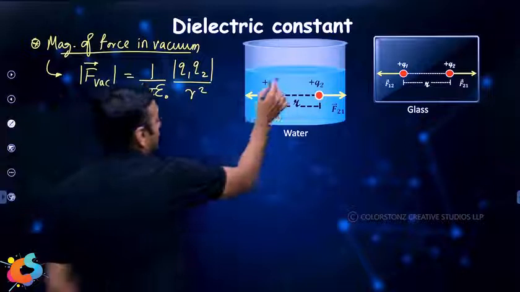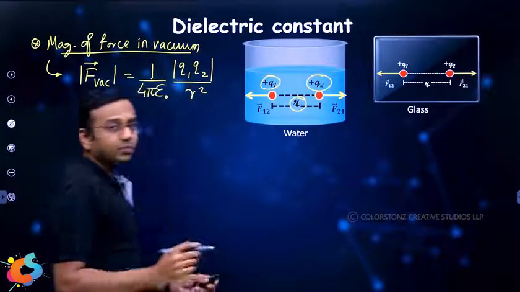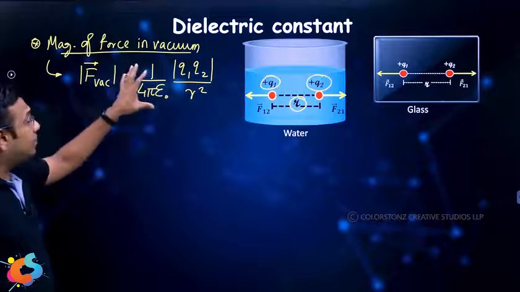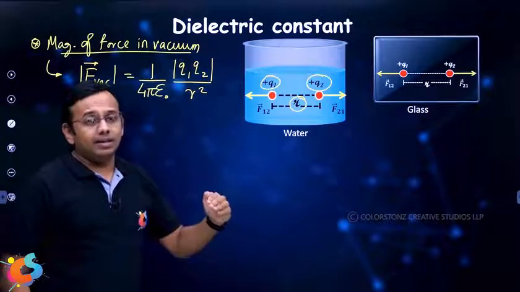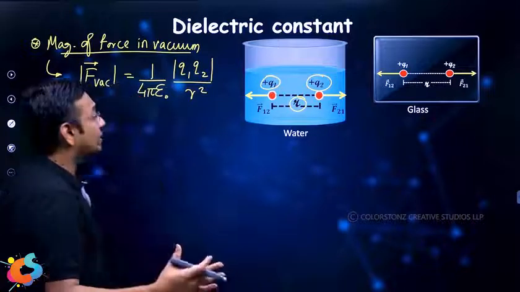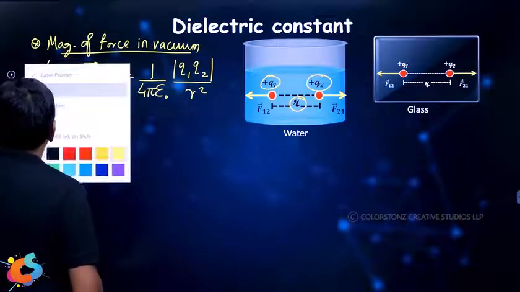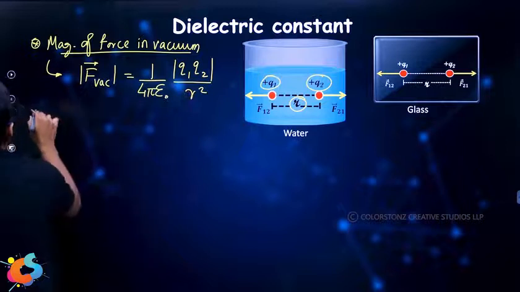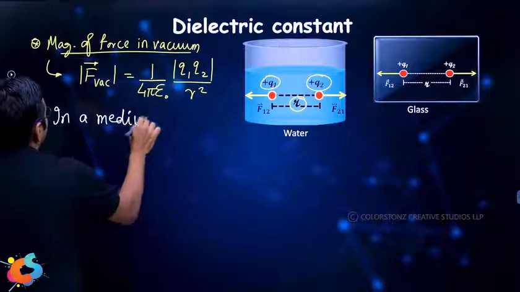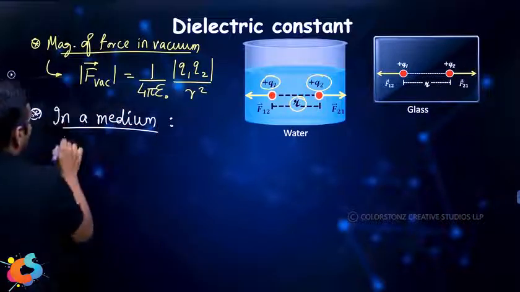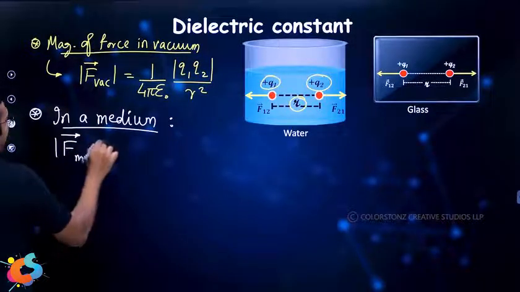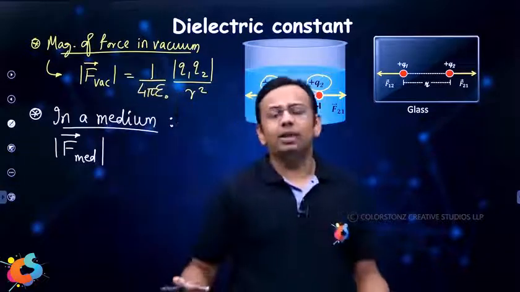So these are the charges, and this is the distance between them. We are saying that in a medium, this force is going to reduce by a certain factor, and that factor is what we call the dielectric constant of that particular medium. Let's say it is water or glass, whichever medium it is. In a medium, the force between the charges, I'm going to represent by F_MED. That represents a medium, some other medium.